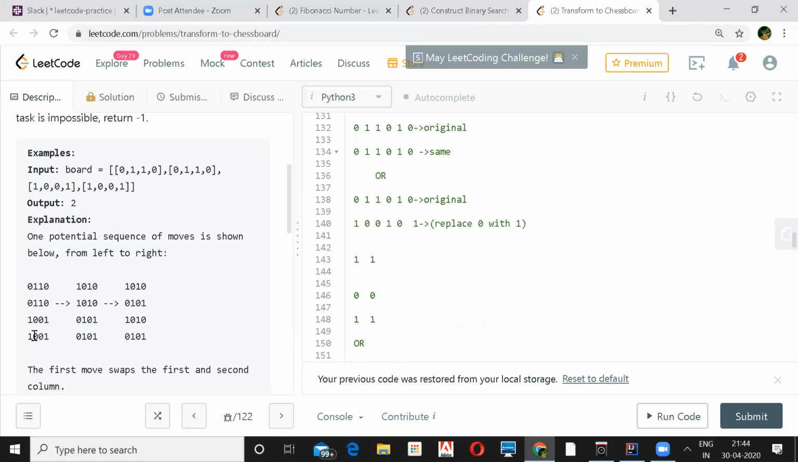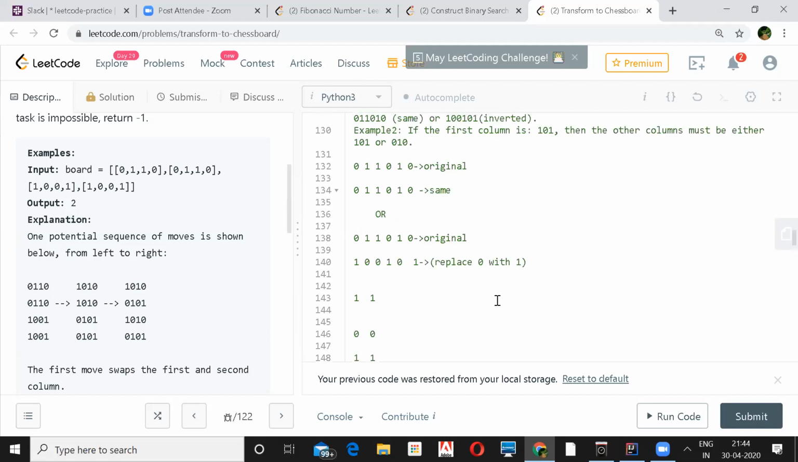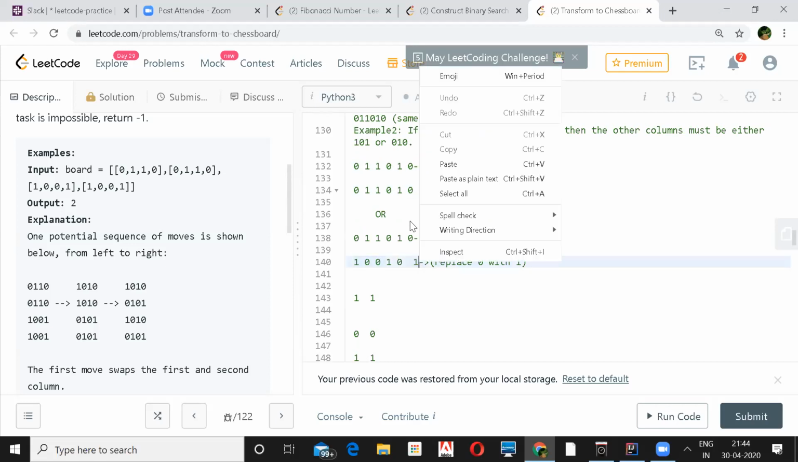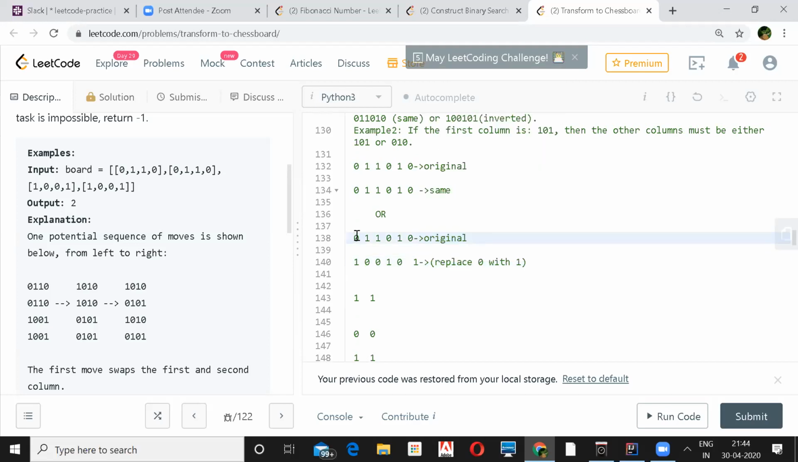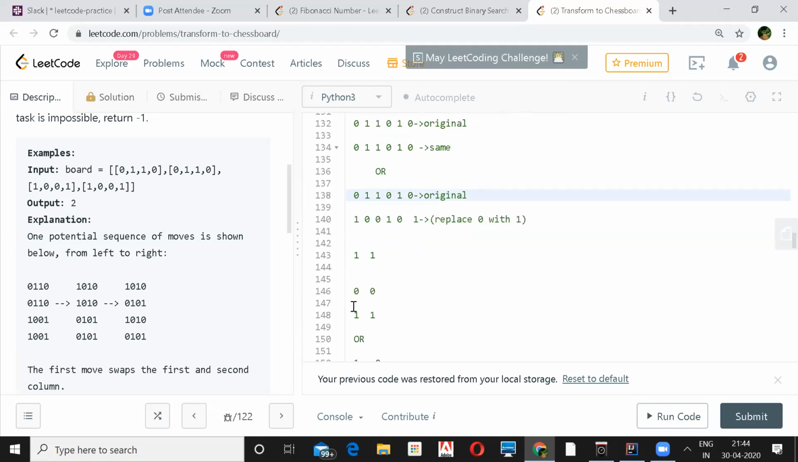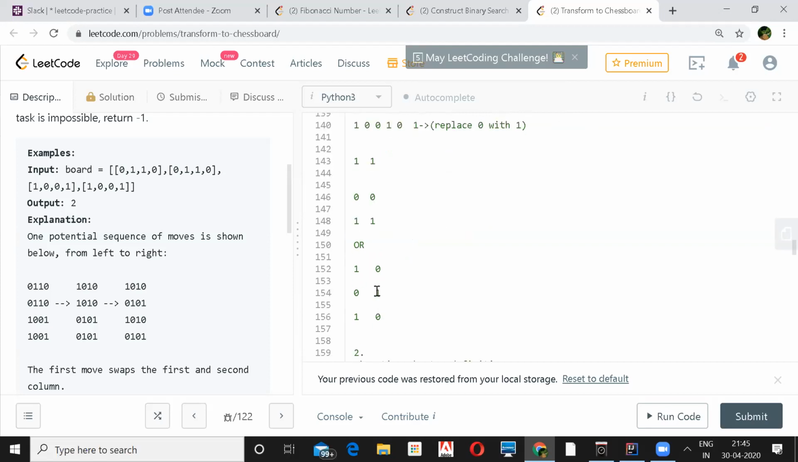Does that make sense? Let's say this is your original row given to you: either your second row is the same as the original row, or your second row is the inversion of the original row. Or column-wise, if this is your first column and this is your second column, if both are the same, then in that case, or the second column is the inversion of the first column.